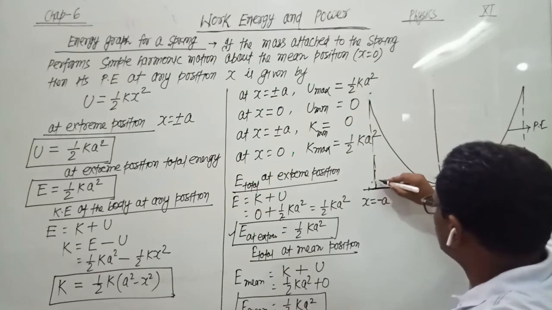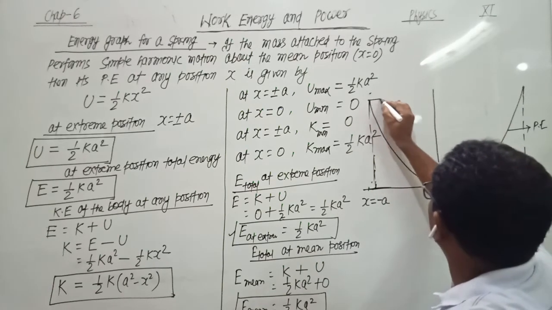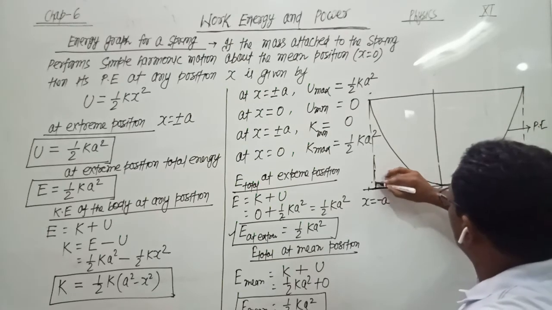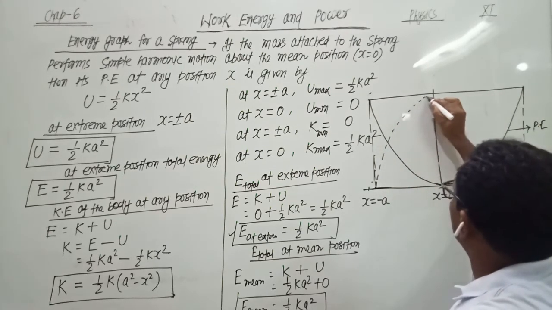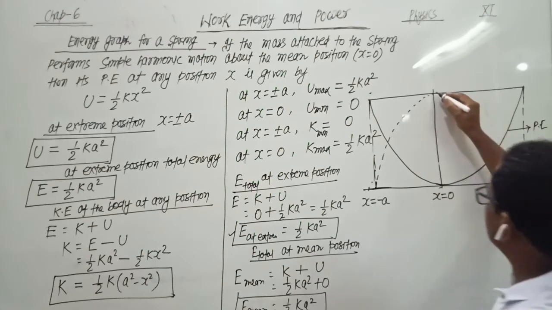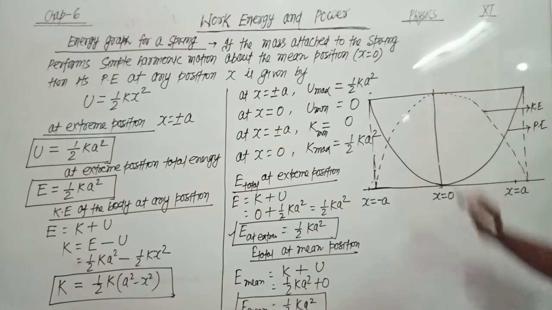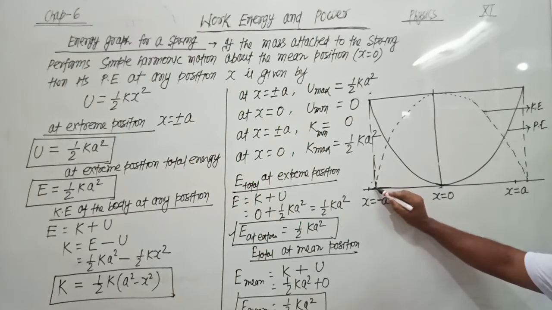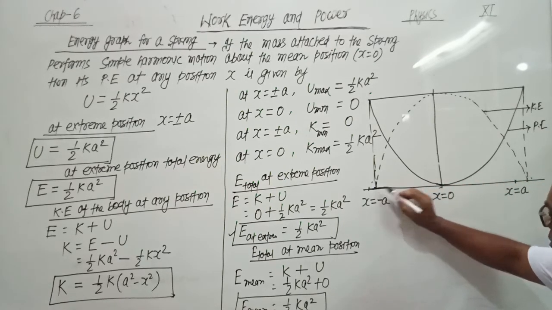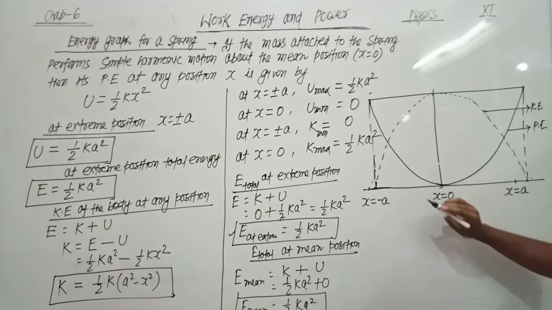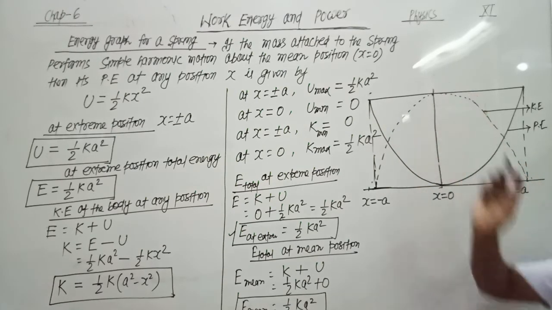And at mean position, that means at x equals 0, kinetic energy is maximum. So this is the graph of kinetic energy. At extreme position, kinetic energy is 0. At mean position, potential energy is 0, and at mean position, kinetic energy is maximum.